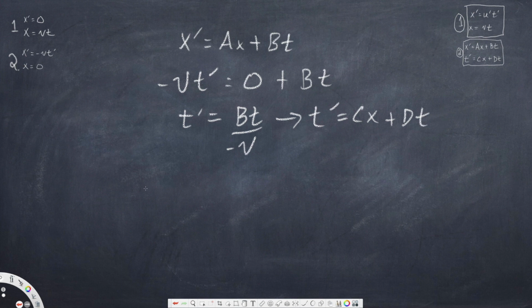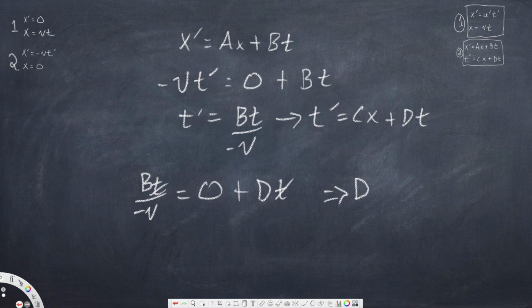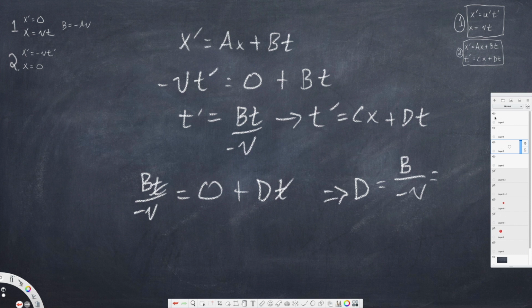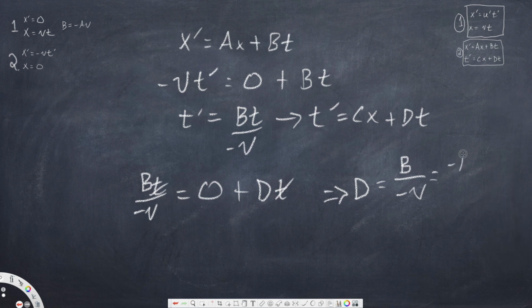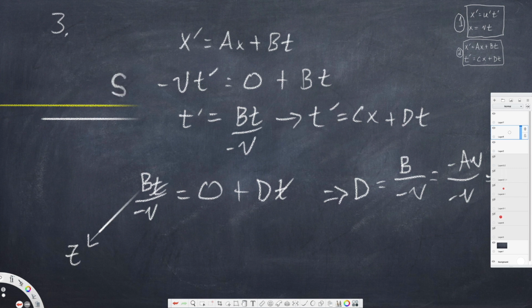T' we now know is bt over negative v. C is timesing x, which is 0, so that's 0, plus dt. Both sides have a t, so we get rid of them, and we are left with d equals b over negative v. We know b equals negative av, so negative av over negative v, d equals a.